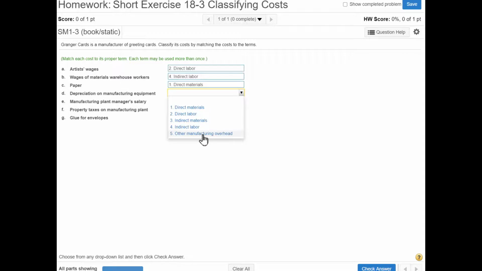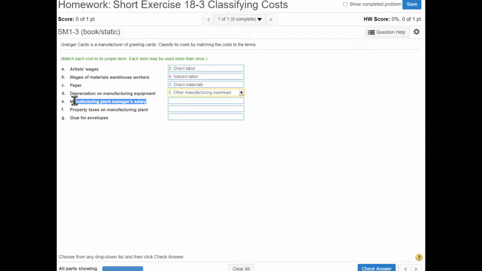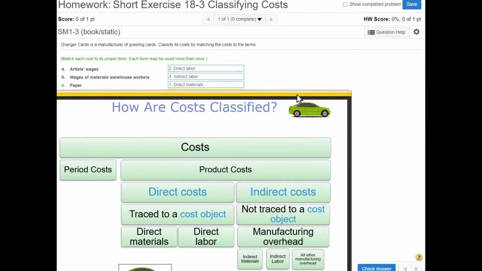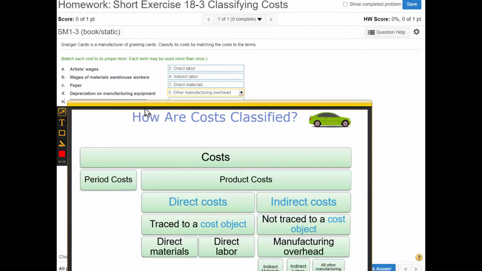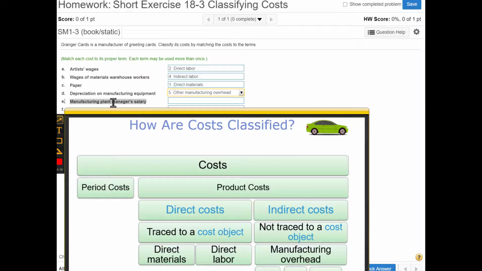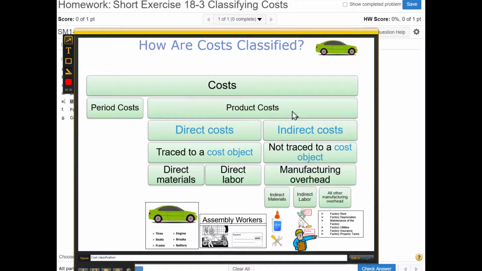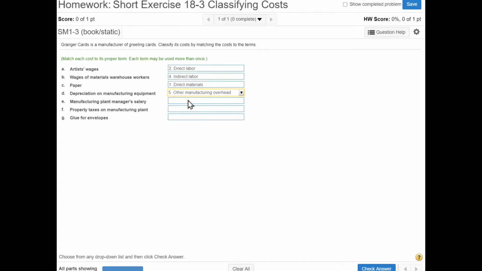Other manufacturing overhead. Next, we've got the manufacturing plant manager's salary. Because he's the plant manager, a manager of the plant, meaning the factory, his or her salary is a product cost. But they don't specifically work on making the card, so they are not direct labor. He or she is indirect labor, like the factory supervisor. Same with the janitor that works in the factory.